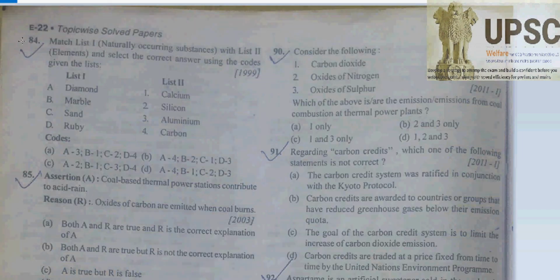The next question is very important. It gives naturally occurring substances with a list of elements, and we have to select the correct answer using the code given. Let's start with diamond. Diamond, of course, is the refraction of carbon.